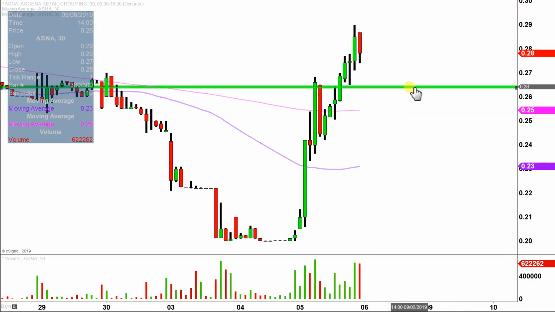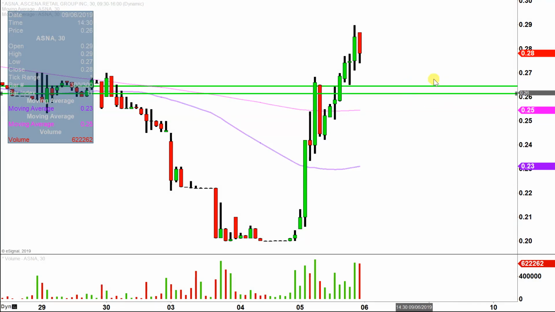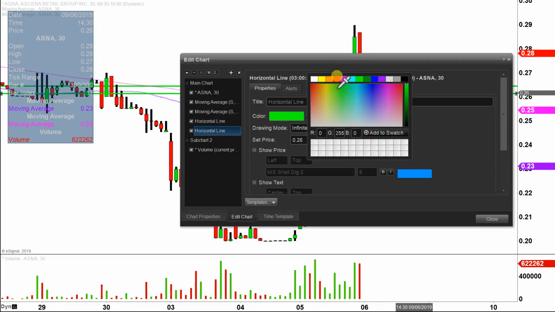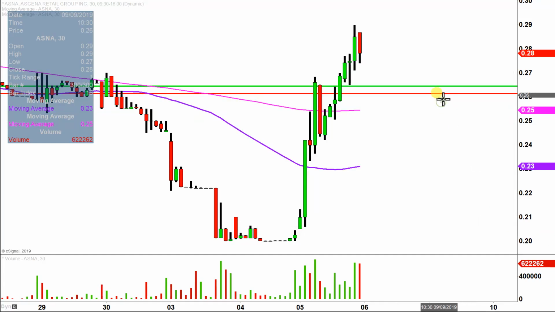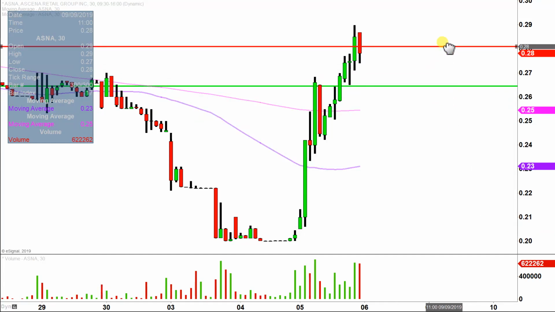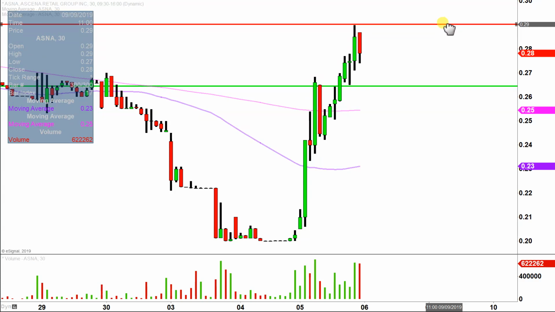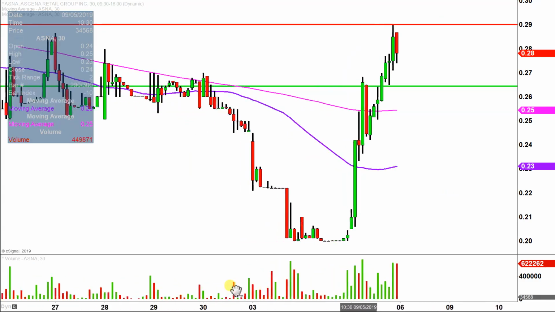What about levels of resistance going forward? So where are some of these potential battlegrounds, where if this upwards move is going to continue, these levels will need to be broken? First key level is just simply where the party stopped today, and that was right up there at the 29-cent mark. So 29 cents, that near-term level.